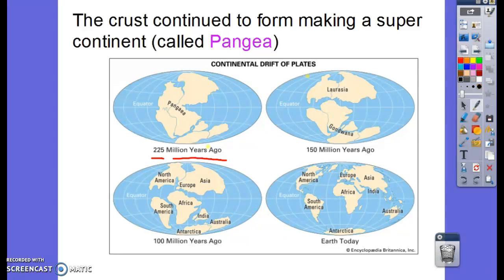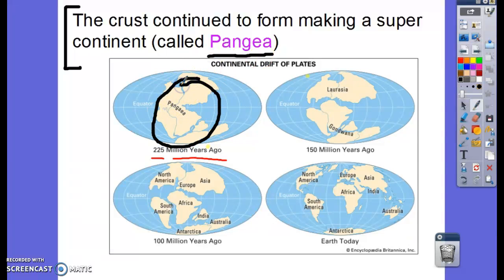So when the crust cooled, all right, it formed these continents, okay? So the continents didn't look like they look today, okay? So you need to write this down. The crust continued to form, making a supercontinent, and that supercontinent was called Pangaea. So go ahead and write that down. So if you look, here's Pangaea.